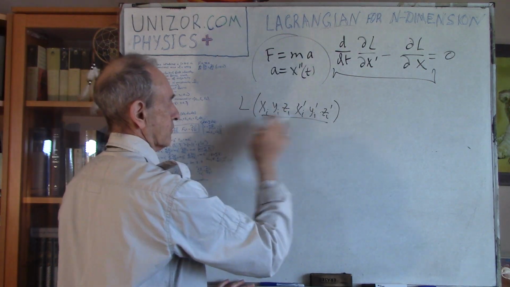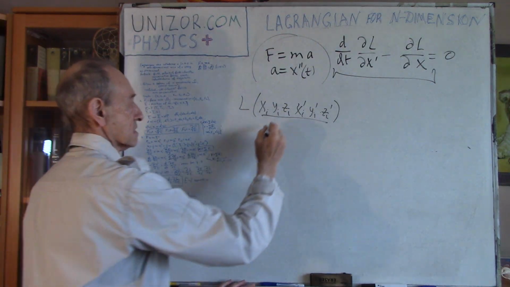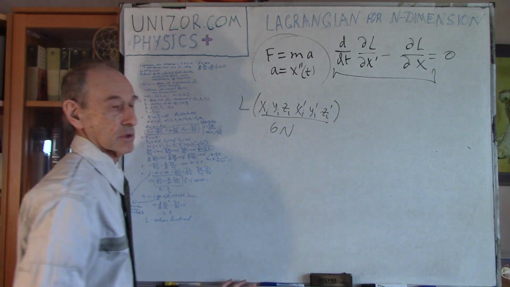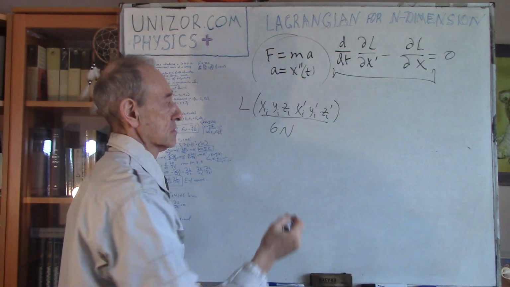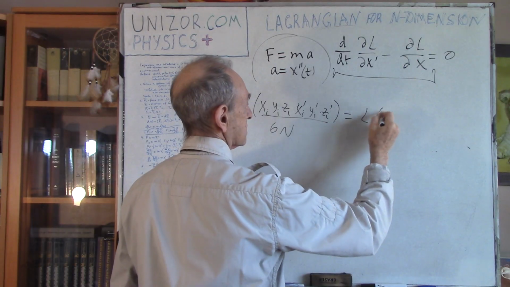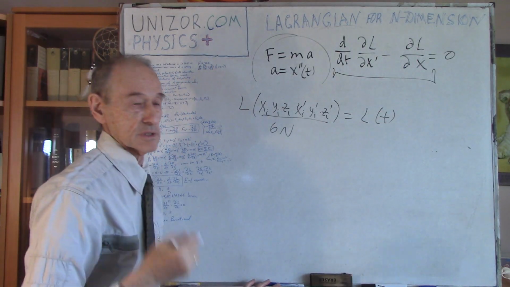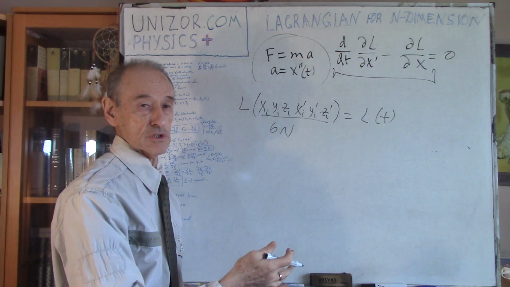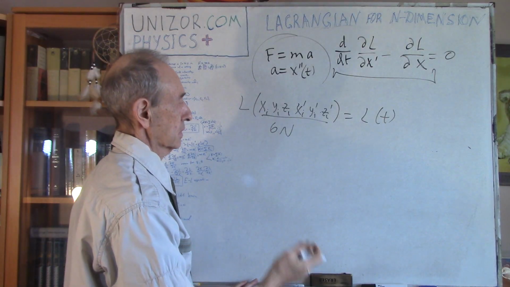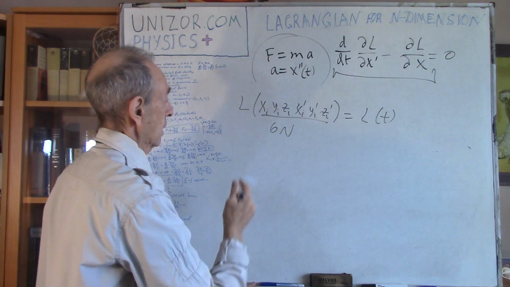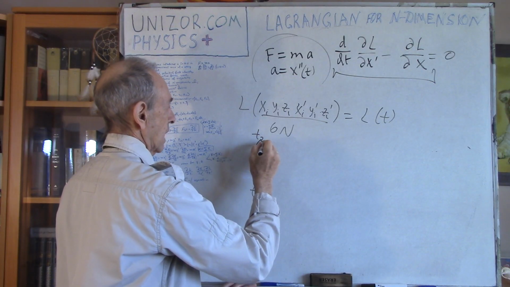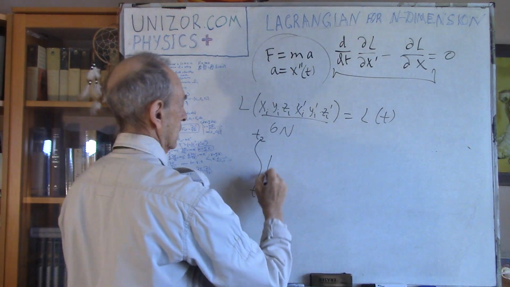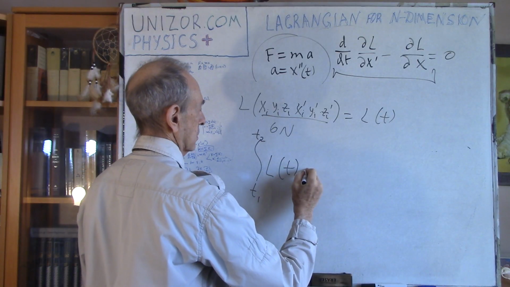Where i is from 1 to n. So it's 6n parameters. Each one of them depends on time. So basically, ultimately, it's a function of time, because as time changes, position is changing and velocities are changing. So now consider this particular integral of this function, from time 1 to time 2.